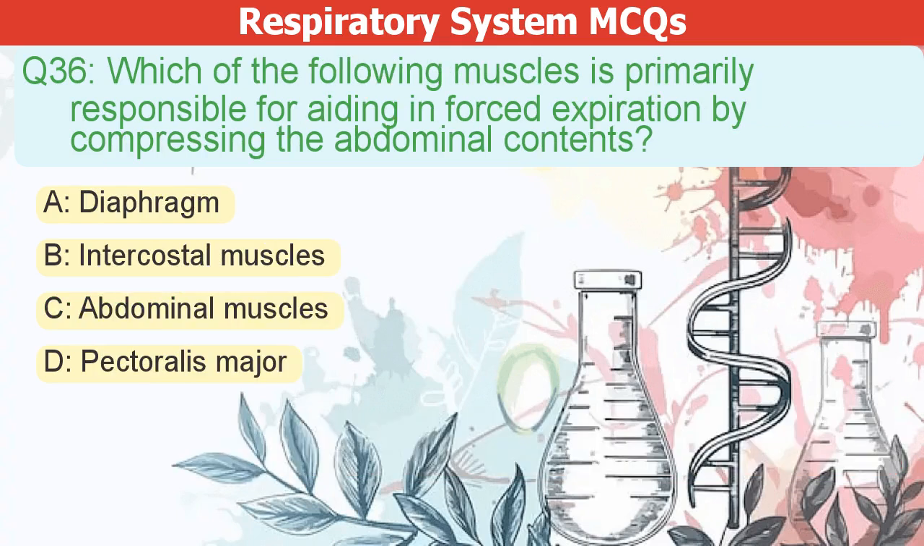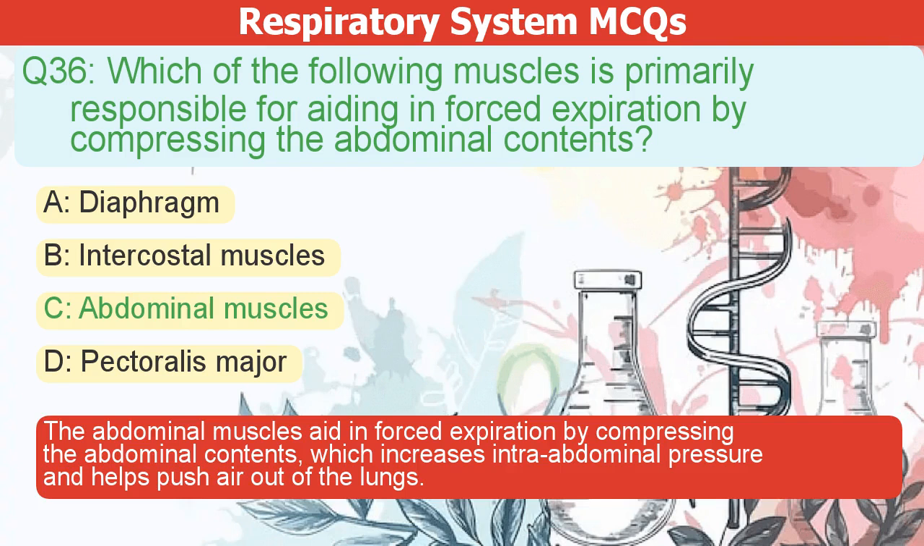Which of the following muscles is primarily responsible for aiding in forced expiration by compressing the abdominal contents? A. Diaphragm. B. Intercostal muscles. C. Abdominal muscles. D. Pectoralis major. The correct answer is C. The abdominal muscles aid in forced expiration by compressing the abdominal contents, which increases intra-abdominal pressure and helps push air out of the lungs.